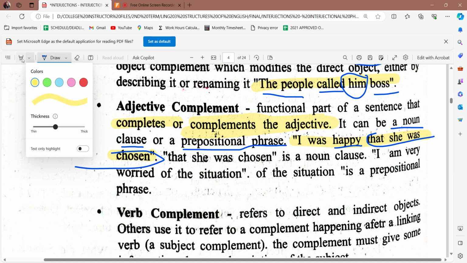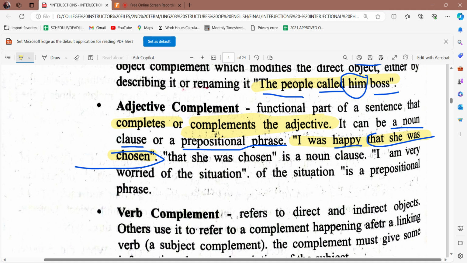Okay, how about the second example? I am very worried of the situation. Take note again, we have to find first the adjective. Although it's not really necessary, because we now have the definition of adjective complement, it will be hard for us to identify the adjective complement if you do not know for sure how to look for the adjective. Because the adjective complement completes or complements the adjective, so we must know our adjective. Here are some shortcuts that are easy to understand.